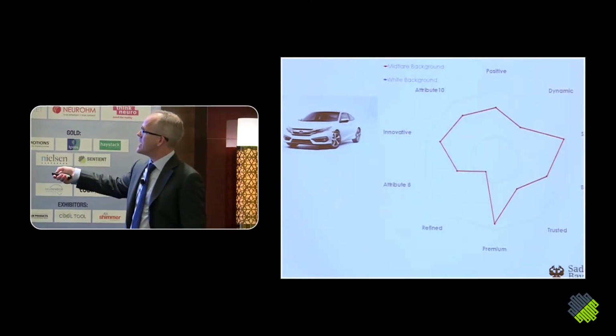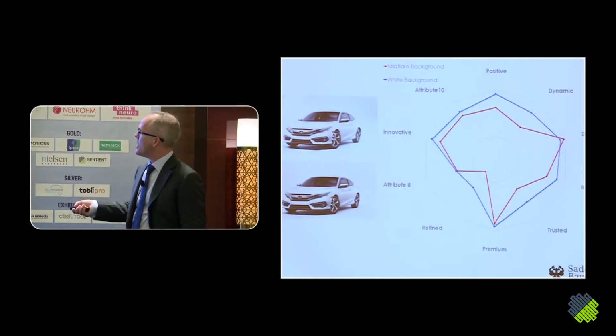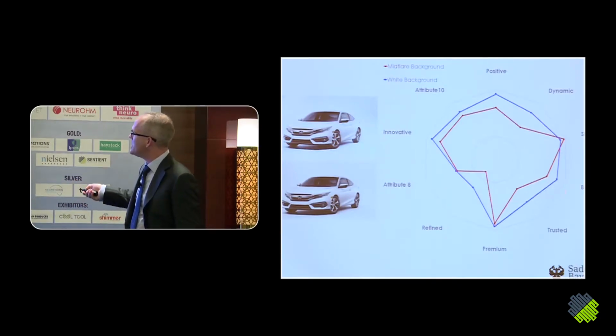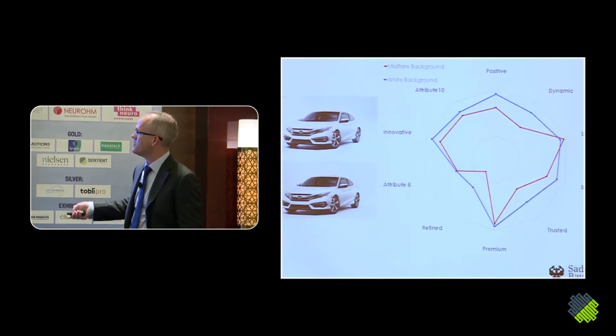At the end of the day, you get graphics like this that produce associations, degrees of associations with different images. Here is the same car with a mid-flare background. It's doing okay, not doing very well in refined. When you put that on a plain white background, you see an amplification of key brand attributes, positive emotion, the dynamic feeling of that image, and it's starting to correct for that lack of refinement.